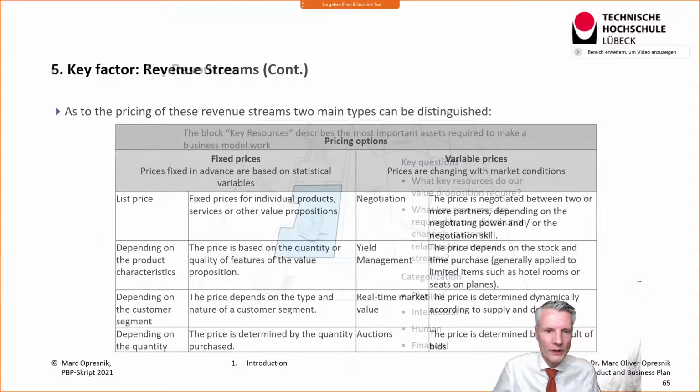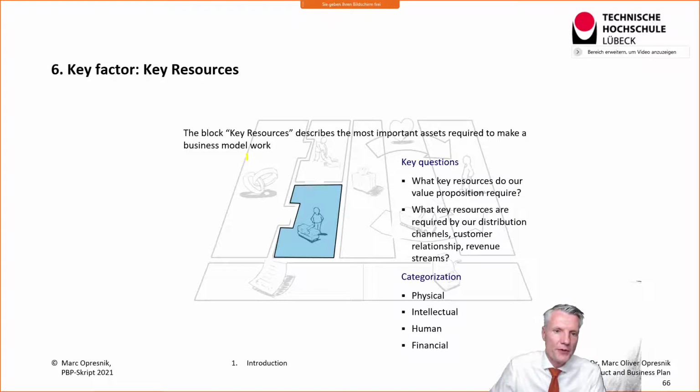Sixth factor, key resources. The block key resources describes the most important assets required. So which are the prerequisites, which assets make the business model work, make it run? So key questions are, what key resources do our value propositions require? And what key resources are required by our distribution channels, customer relationships, and revenue streams? It can be physical, intellectual, human, or financial.